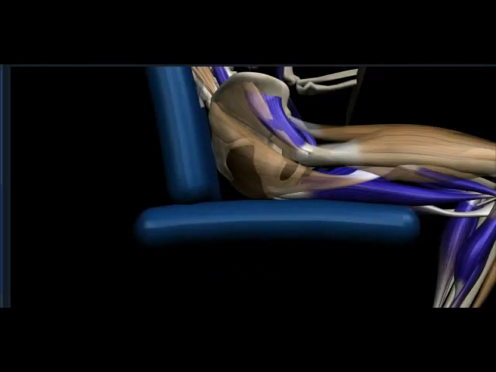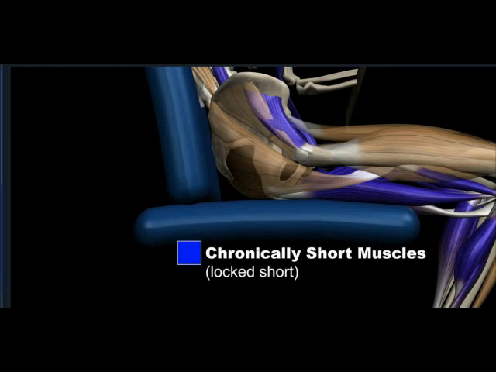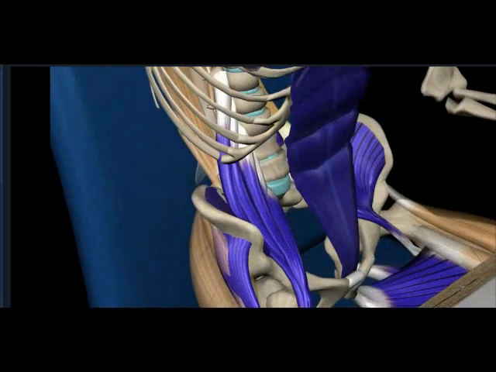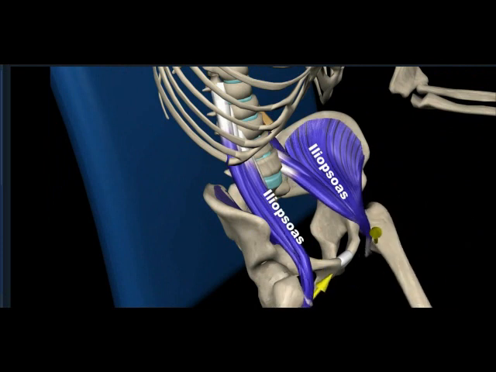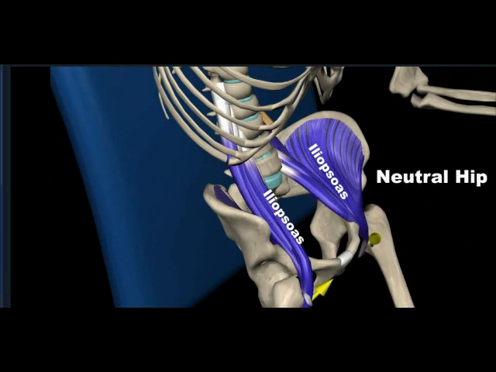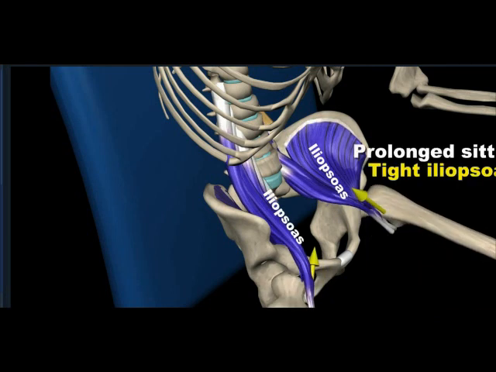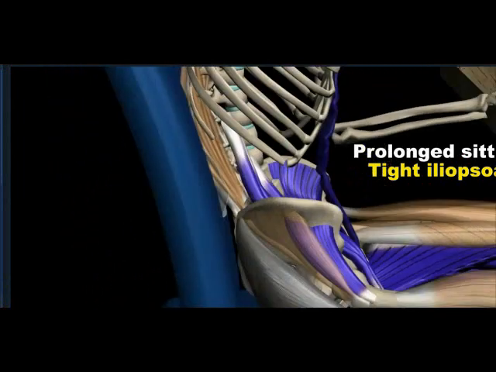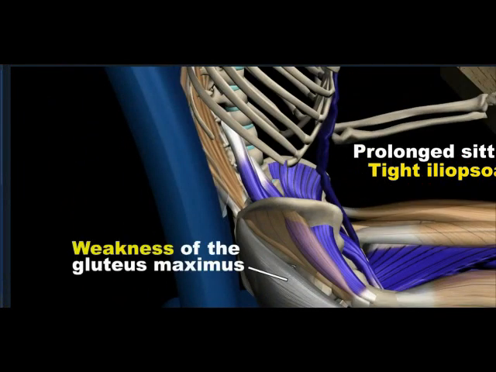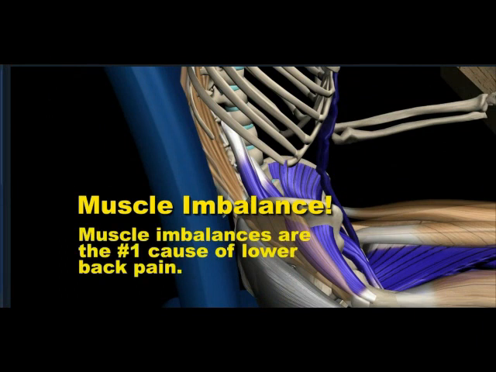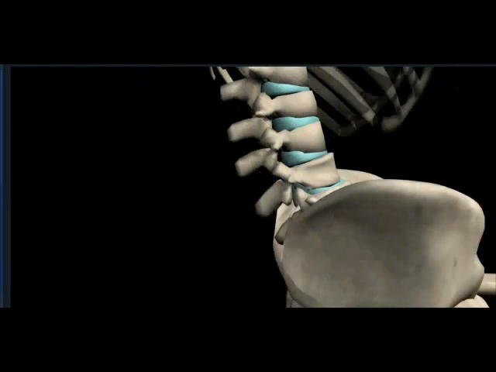Prolonged sitting in this position will in time cause rigidity and tightness in the thigh muscles, and we can see them colored in blue. Now, these are chronically short muscles, what we call locked short. In addition to the posterior leg muscles, the hip flexors are also chronically short from prolonged sitting. Rigidity in the hip flexors is a direct cause of weakness in the antagonist hip extensors. Muscle imbalance. Muscle imbalances are the number one cause of lower back pain.